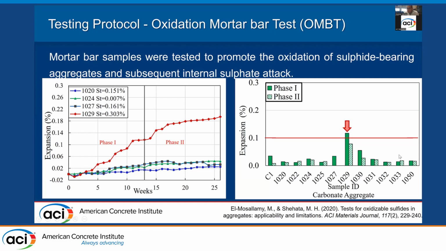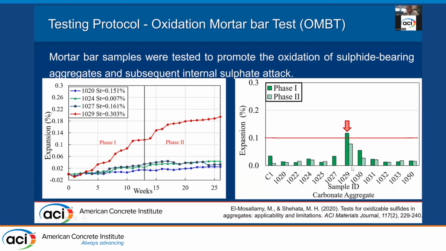Results: when we tested the carbonate aggregate, the test was found very suitable for carbonate aggregate. If you look at the graph here, the solid bar represents phase 1, and the dashed bar represents phase 2. The expansion limit is 0.1 in phase 2. All the aggregates met the requirement, which is good. So the test is actually applicable to this group of aggregates.